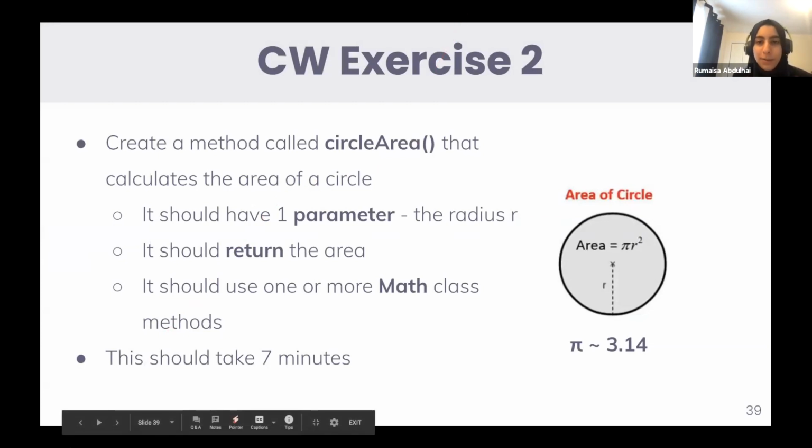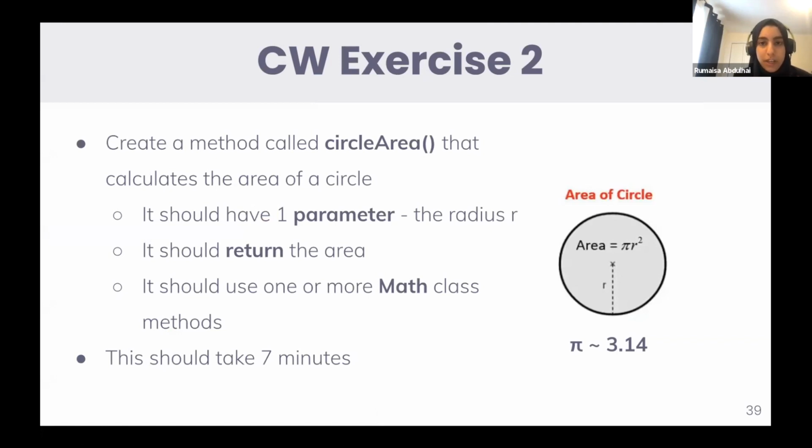So based on what we learned, I want you guys to make a method called circle area that calculates the area of a circle. So if you want to remember, again, the area of a circle is A equals pi r squared, where pi is a constant, and you should use 3.14 for that, so you should have a separate variable. So the method circle area should take in one parameter, and that should be the radius r, and it should return the area.